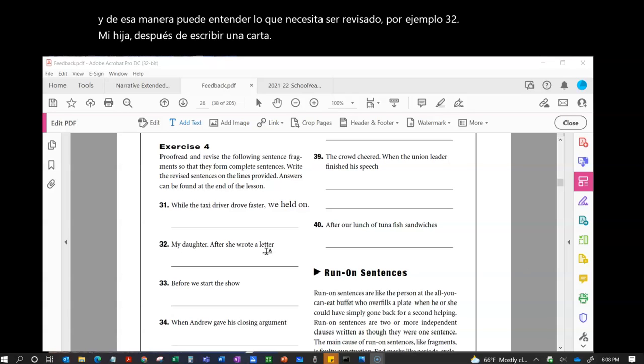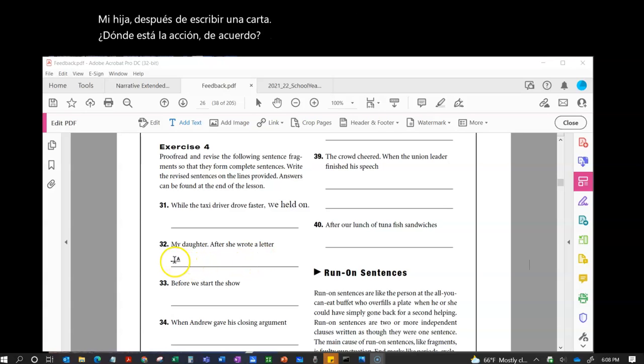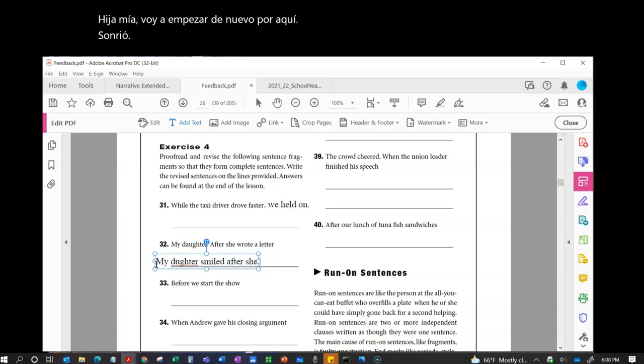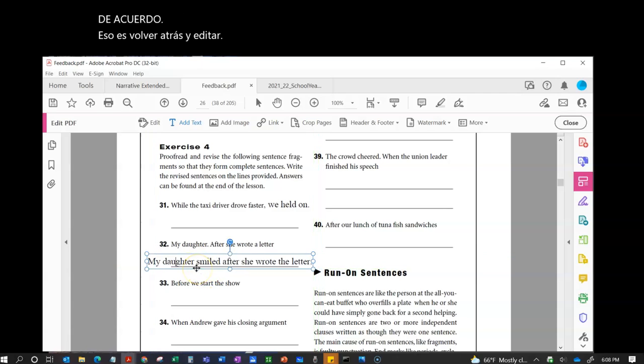Okay, well, where's the action? Okay. My daughter, I'm going to start over here, smiled after she wrote the letter. Okay. That's going back and editing. Okay, see how I did that automatically?